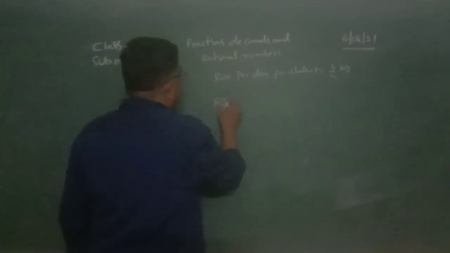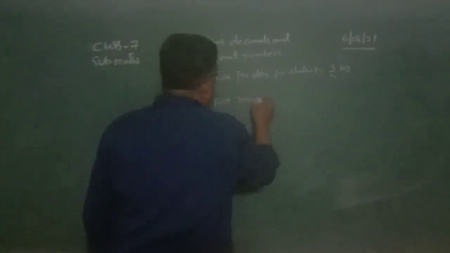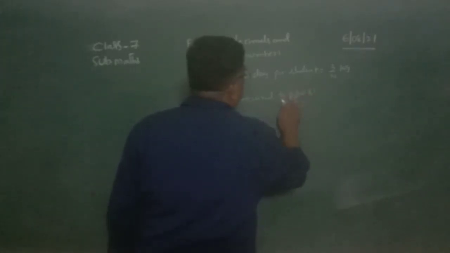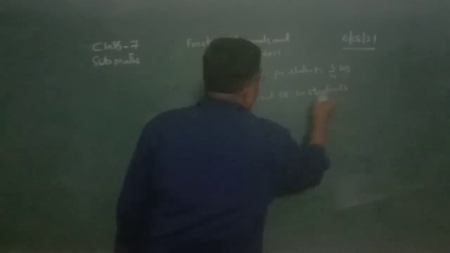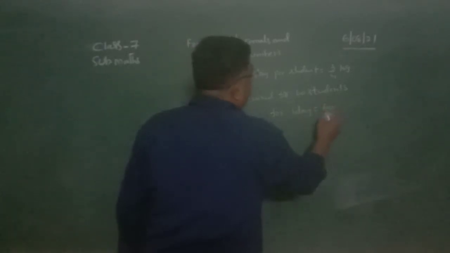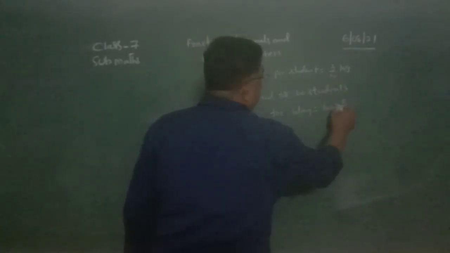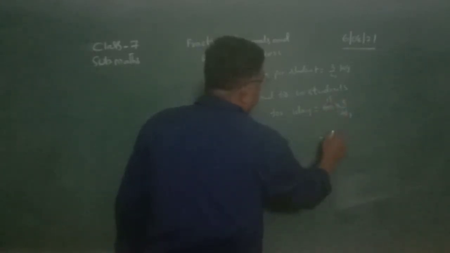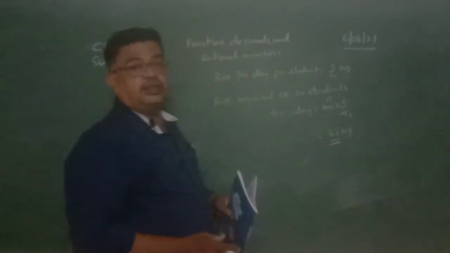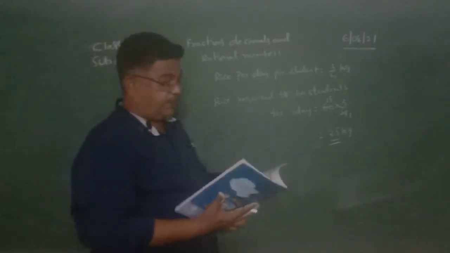Rice required for 60 students for 1 day is equal to: number of students is 60, each student requires 3 by 4 kg. So 60 is multiplied by 3 by 4, 4 fifteens, 15 into 3. So the total weight of rice required for 60 students per day is equal to 45 kgs.